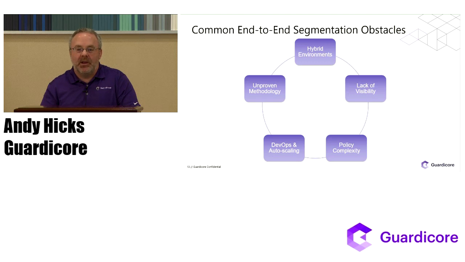DevOps and auto scaling. Development operations folks are looking at, as I described earlier, applications that have workloads that spin up and spin down based on demand. Being able to secure those kinds of assets in that manner is table stakes for those folks. So you have to be able to cover those kinds of workloads with your end-to-end segmentation.